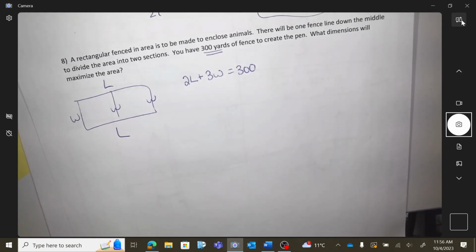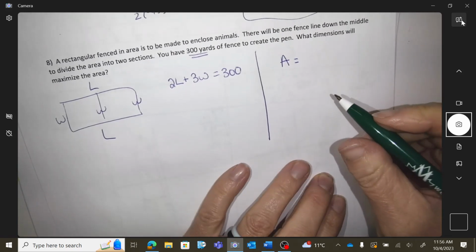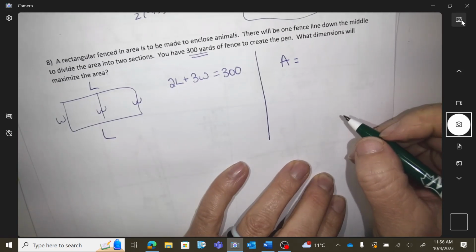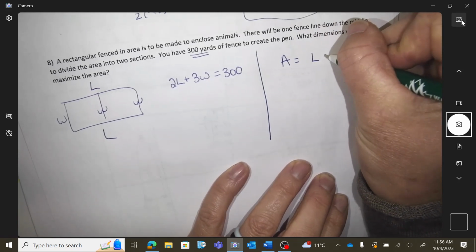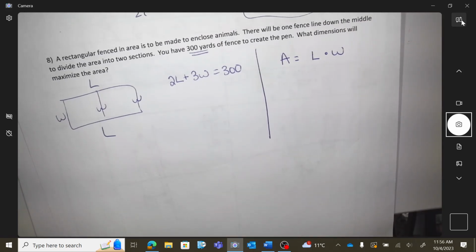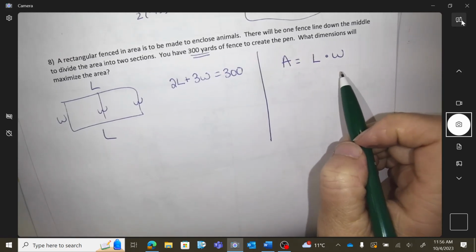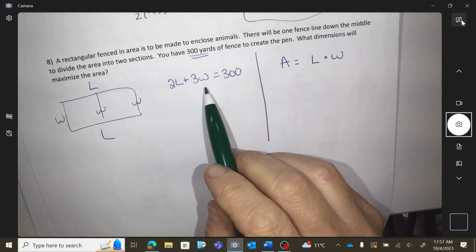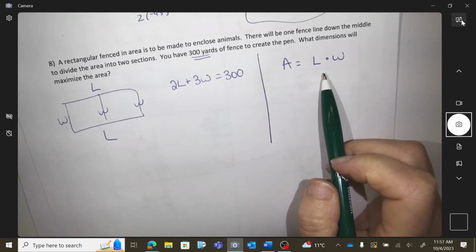Okay, so the question now is what's going to maximize the area? So let's talk about area. Area equals, and I'm not going to give you this formula, I'm expecting you to know, length times width is the area of a rectangle. Okay, so trying to maximize the area, we want a quadratic. That's not going to happen because I got too many letters going on. So we're going to try to use the information given and use letters to put in. This is the substitution one.